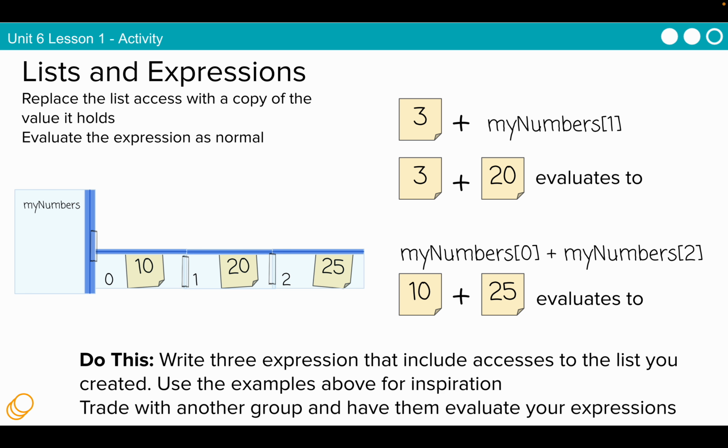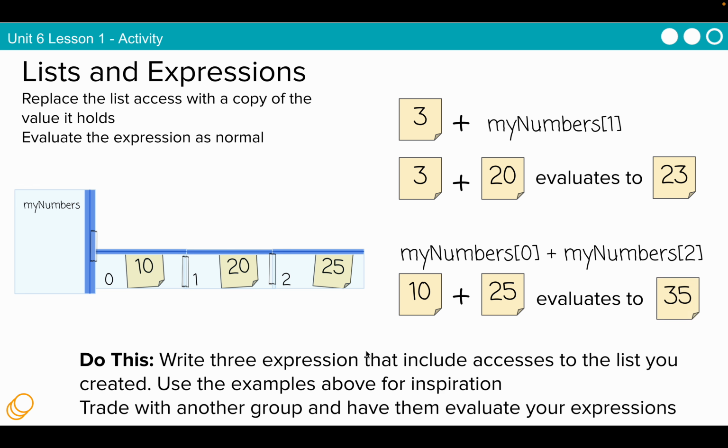Lists and expressions. You can replace the list access with a copy of the value that it holds, the same way that we do with variables. So 3 plus my number's 1. Well, what is in my number's 1? If we look over here, we see it's 20. And so 3 plus 20 would evaluate to 23. Now, what would my number 0, which is 10, and my number's 2, which is 25, evaluate to?